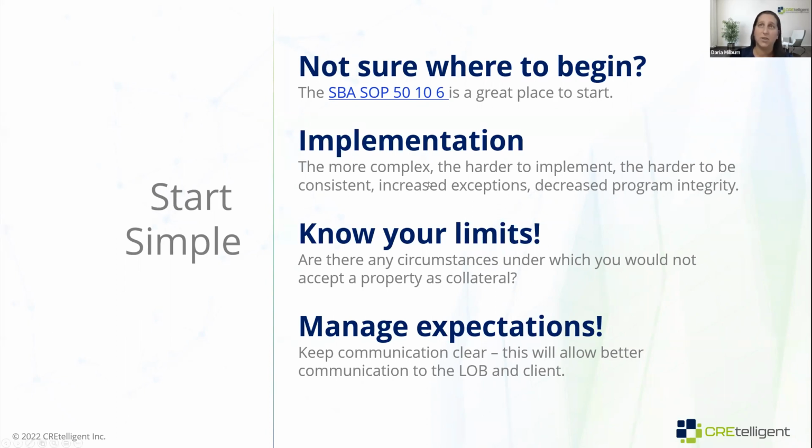The more complex your matrix is, the harder it is to implement, and the harder it is to be consistent. And you're going to increase your exceptions, which is going to decrease your program integrity. So if it's too difficult to understand, if your line of business can't follow it, then you're going to put yourself in a potential position where your regulators are going to be unhappy. Know your limits, and if there are any circumstances under which you wouldn't accept a property as collateral, be clear about that. Be clear all the way through. Keep your communications clear, because you will allow your line of business to better communicate with your clients, and that will help move your transactions along much easier.